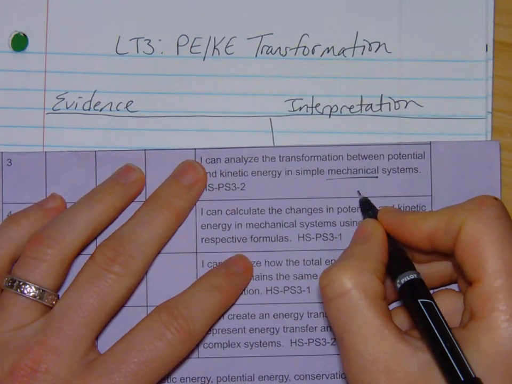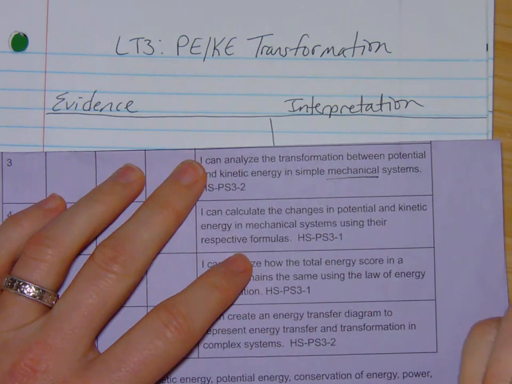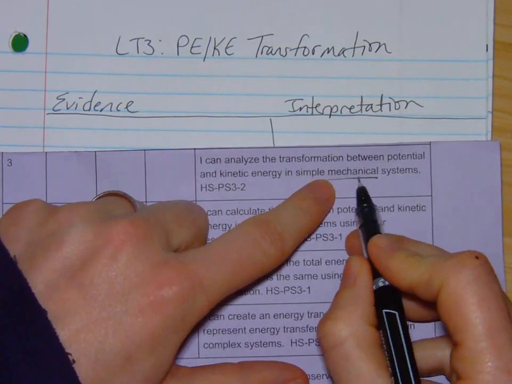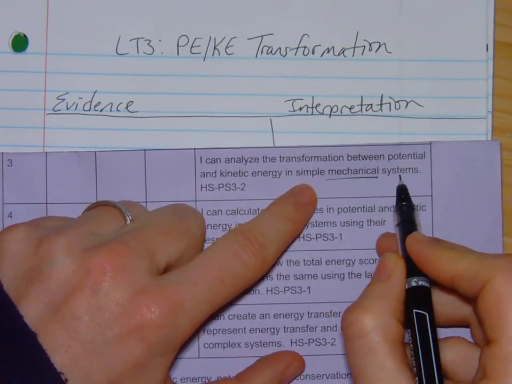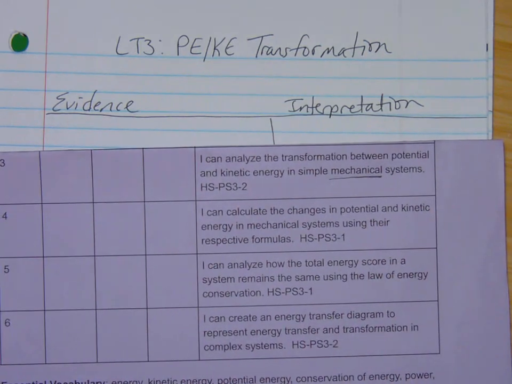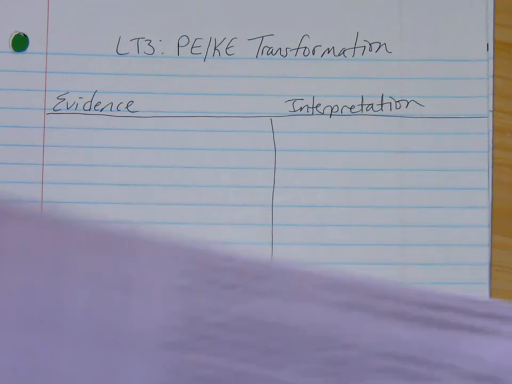Think about a mechanical pencil. Mechanical pencil, you've got to click something. There's moving parts. So when you see the word mechanical, it just means in a system where there's things moving, like in a roller coaster. It doesn't have to be anything super fancy.